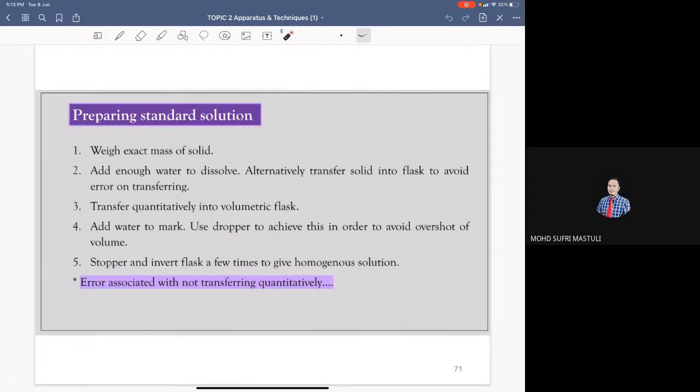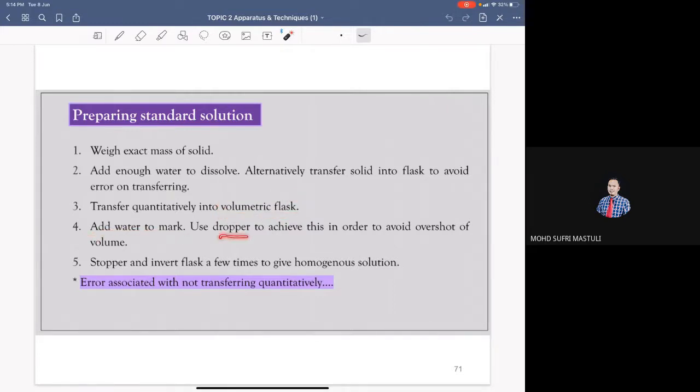So this slide discusses preparing a standard solution. When we want to prepare a standard solution, we weigh the exact mass of the solid, and then we add enough water to dissolve the solid chemical. Alternatively, we transfer the solid into the flask to avoid error in transferring. Transfer quantitatively into the volumetric flask, and then add water up to the mark.